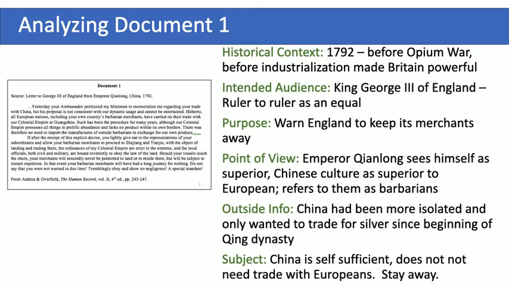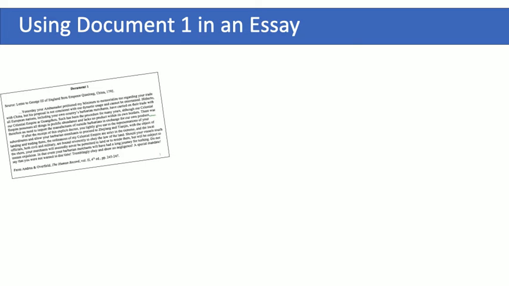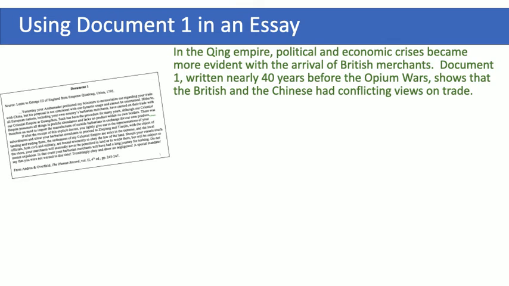Now, how would this look in an essay? So if I'm going to use this document in an essay, using the 4 E's, to answer the question, what does it say about the political or economic crisis? I would say something like, in the Qing Empire, political and economic crises became more evident with the arrival of British merchants. Document 1, written nearly 40 years before the Opium Wars, I'm contextualizing there, shows that the British and the Chinese had conflicting views on trade.